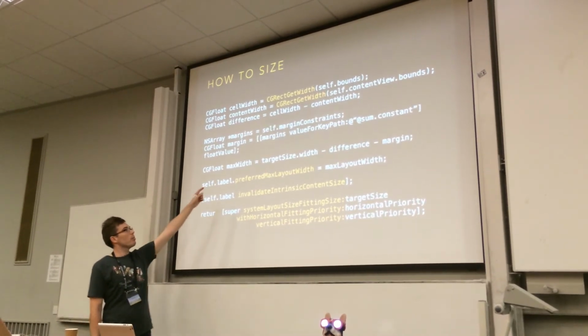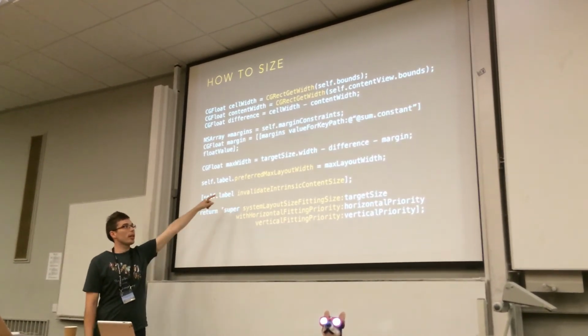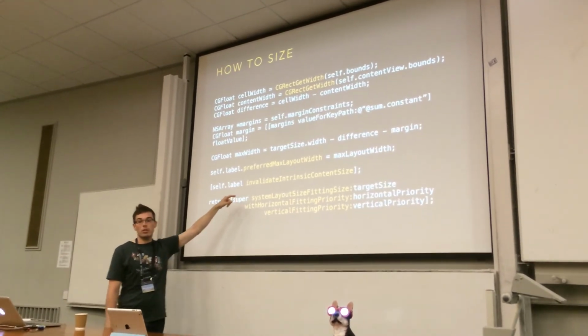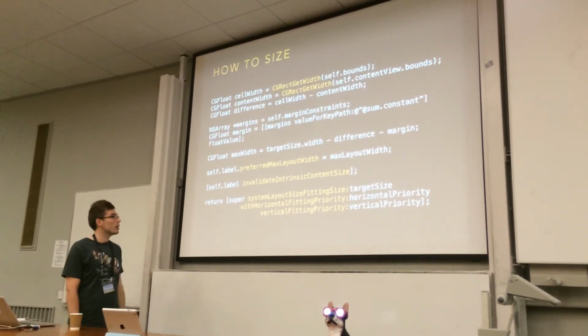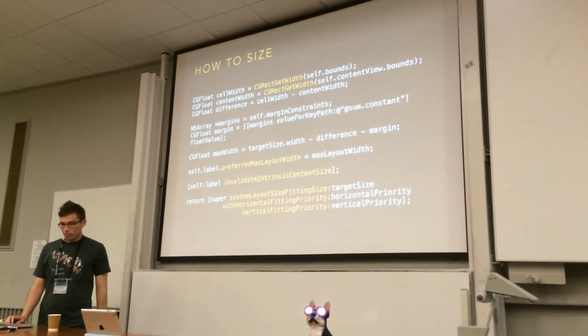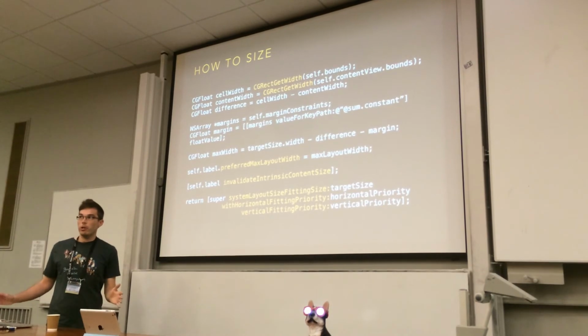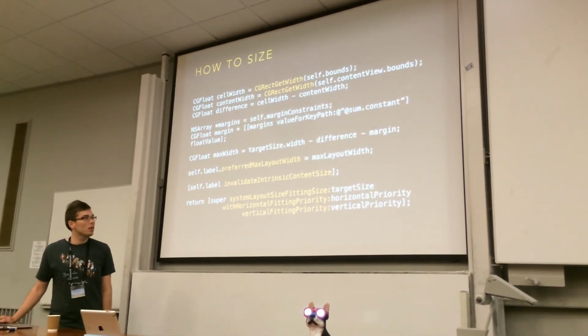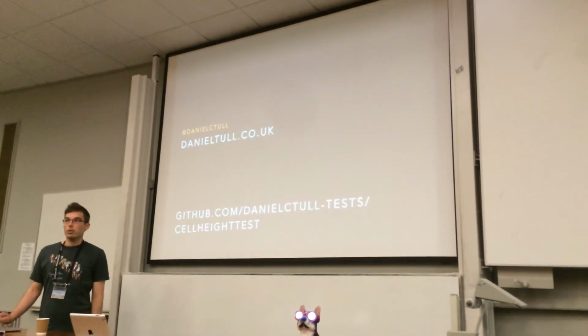Once you've got that, you calculate the max width and set the preferred max layout width on the label. Don't forget to invalidate the label's intrinsic content size, which clears the cache for that. And then call super on yourself, which is the cell. And if you do that, you'll have perfect auto-sizing cells when you've got labels. I guarantee it. That's been my talk. Thank you very much.